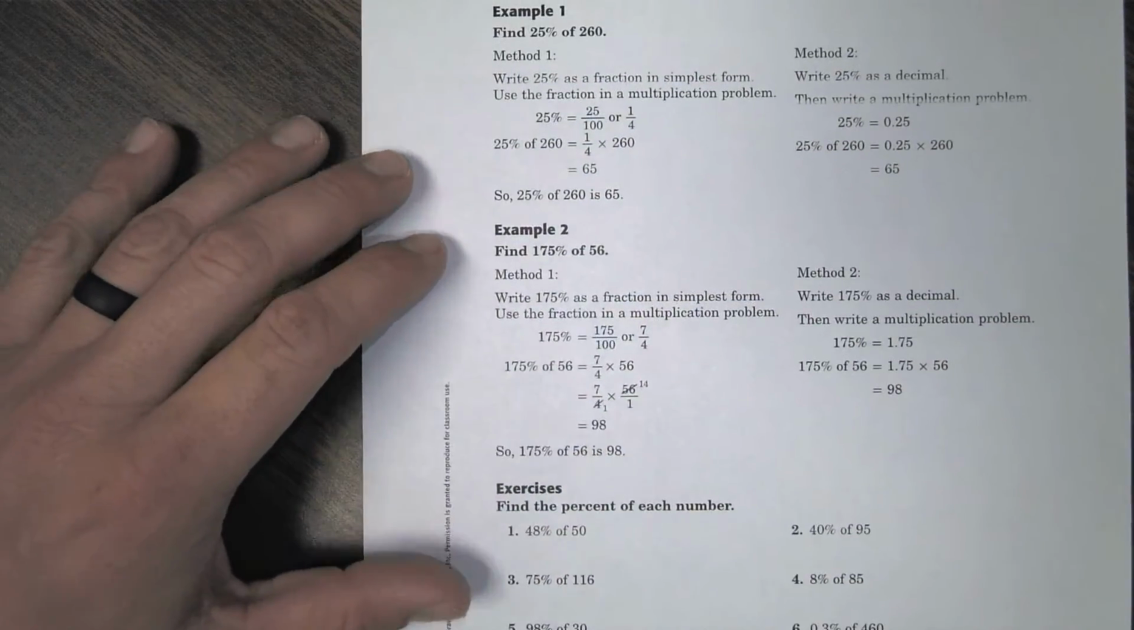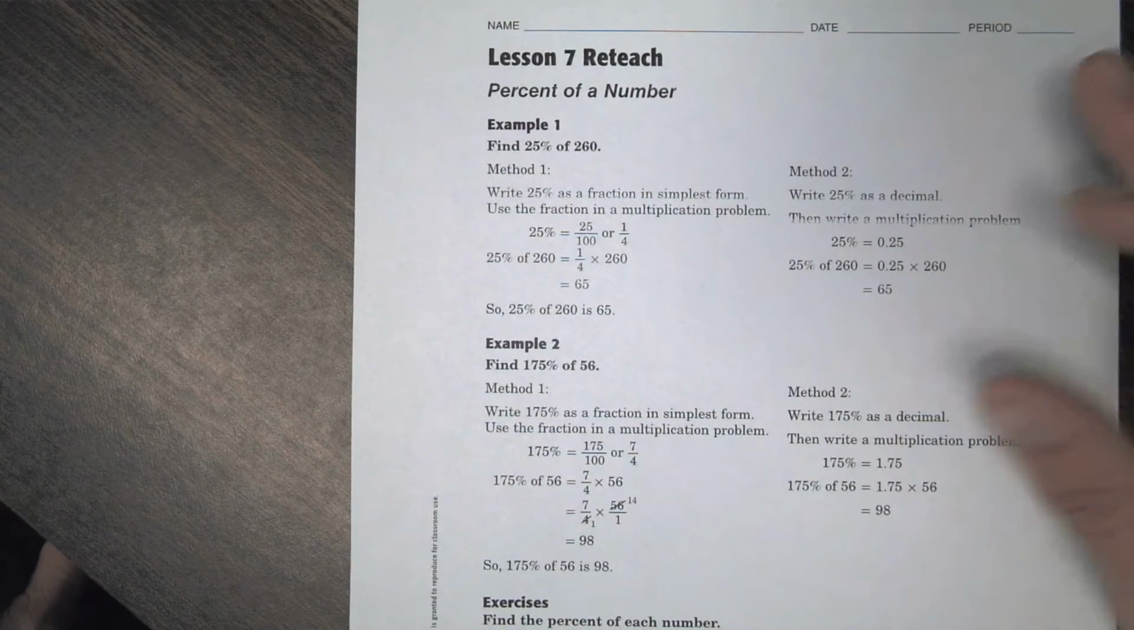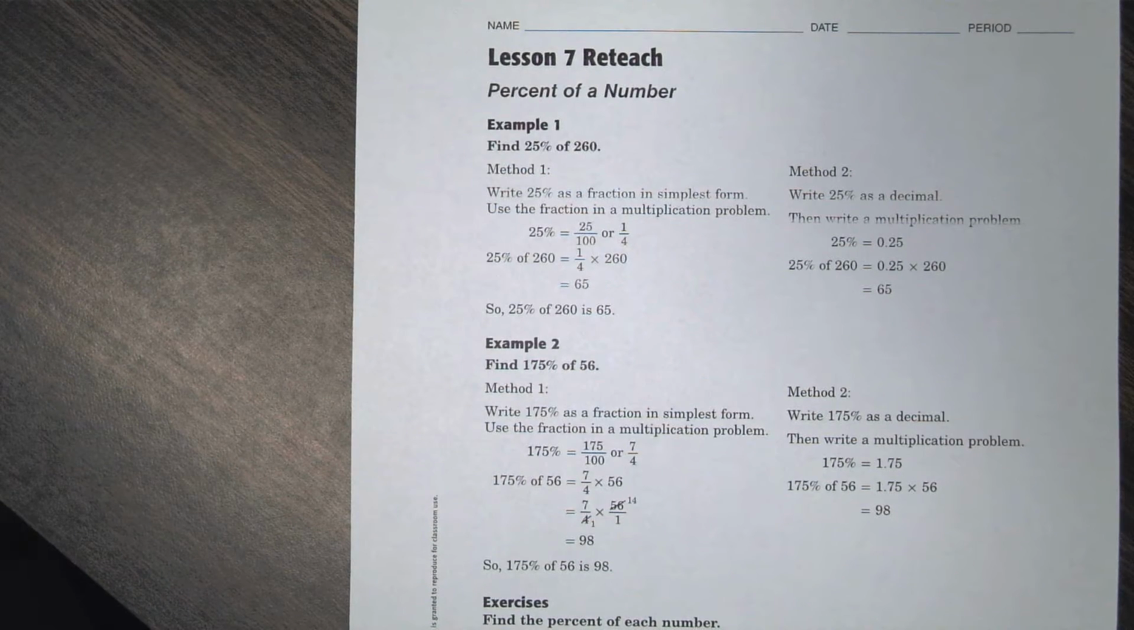So the next one, this is the last lesson of chapter 2 that we talked about. Next week, I'm going to be checking chapter 2. Now, the last lesson of this was lesson 7, percent of a number. A lot of people struggled with this back in first quarter, when we did this the first time around. That's why I wanted to hit this one again.